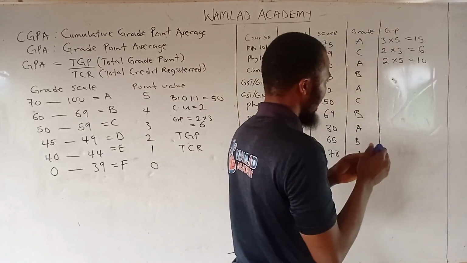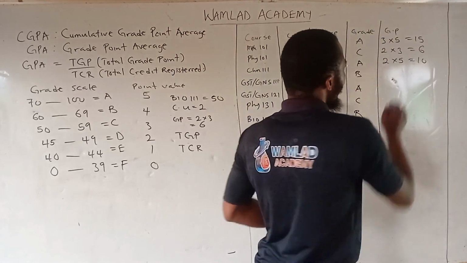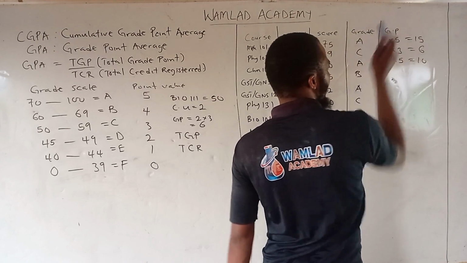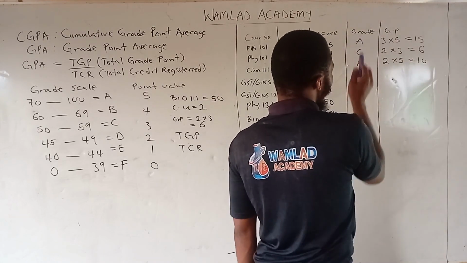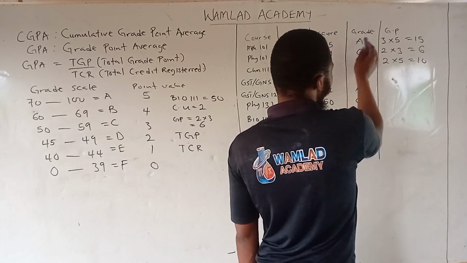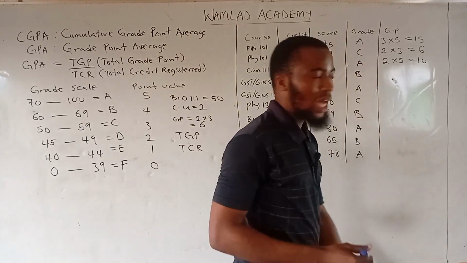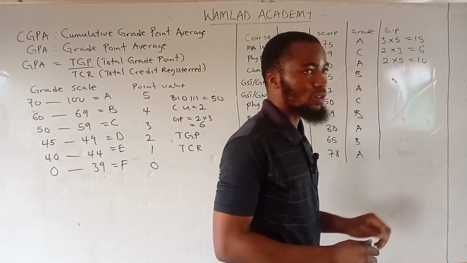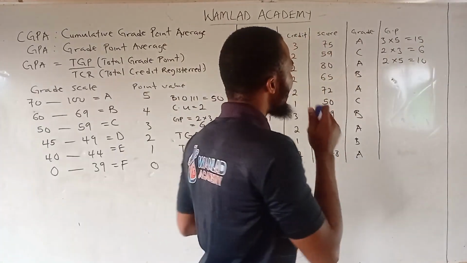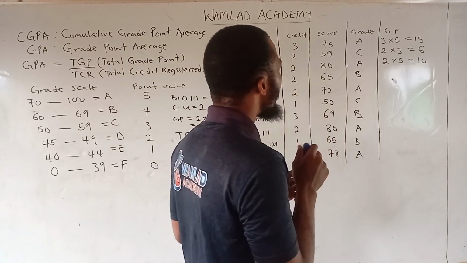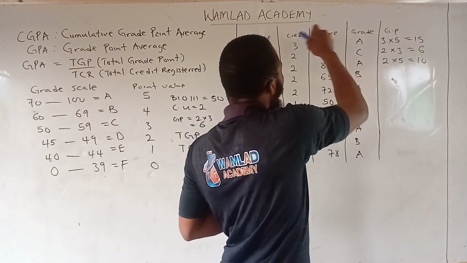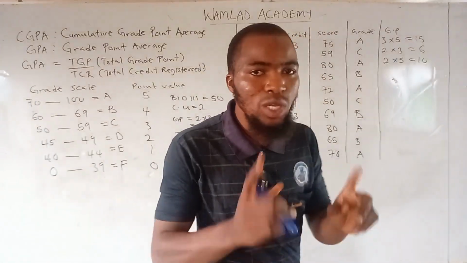So let's check this one as well. If you check, the grade point here is 10, while this one's grade point is 15. But in both courses, that person scored A. Why is this one 10 and that one 15? That's why any course you are offering, make sure that your 3 credit unit course, don't play with it.